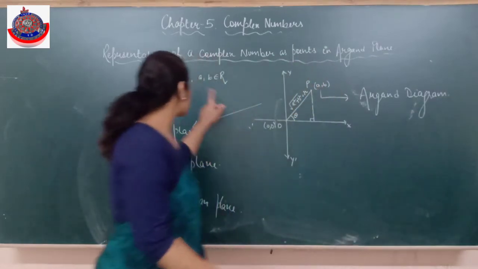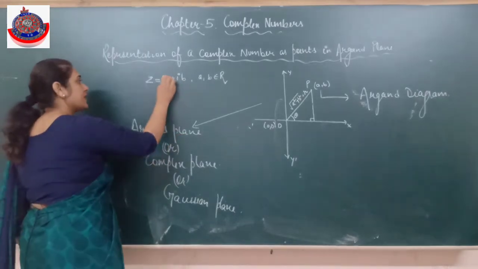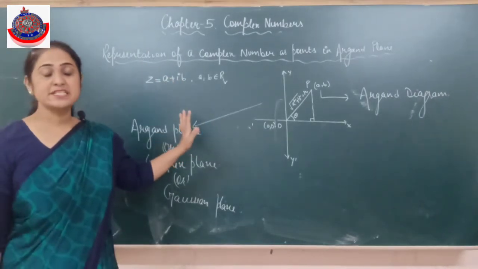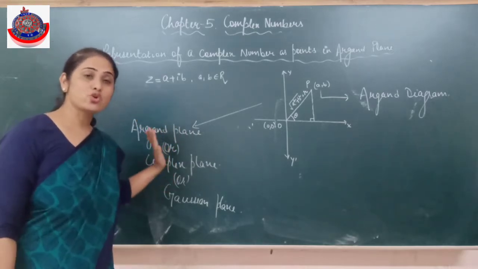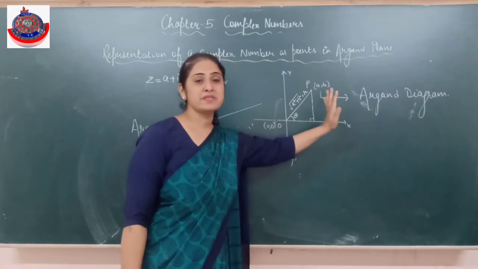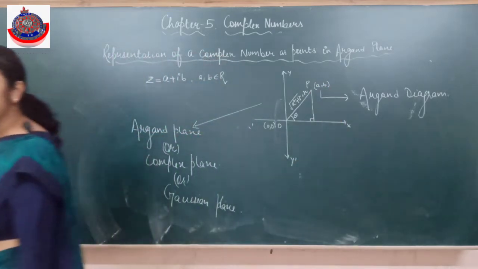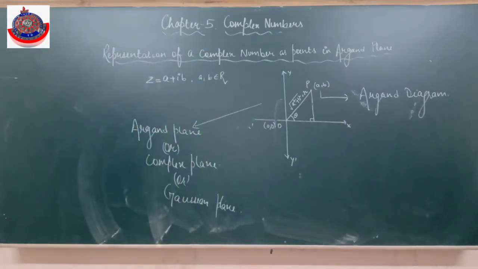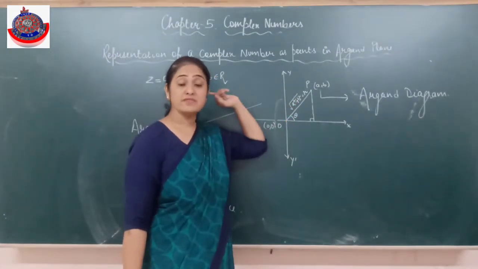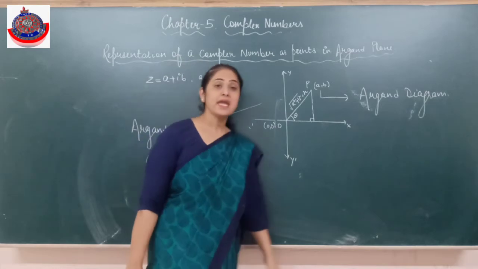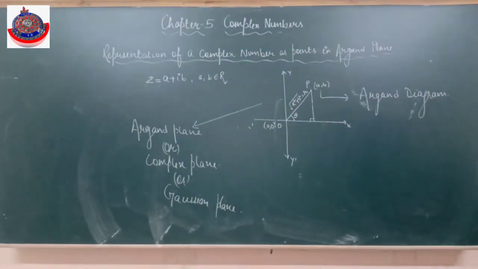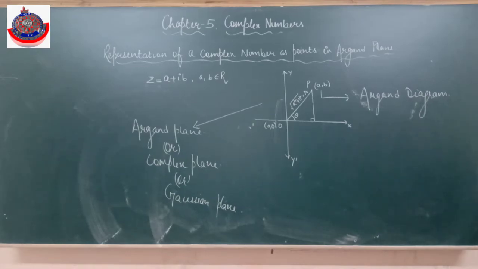The corresponding point, my complex number is a plus iota b. This plane on which a complex number is represented is called the Argand plane, complex plane, or Gaussian plane. And the corresponding point which we represent is called the Argand diagram. This OP is called the modulus of that complex number and it is represented by r. Is it clear? I hope it's clear to everyone what an Argand plane is.